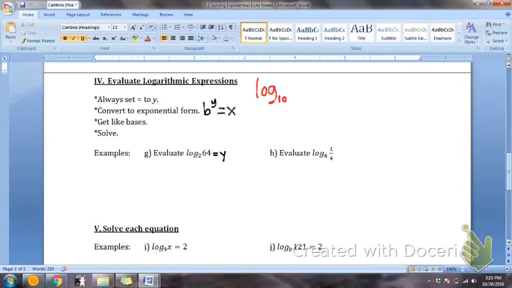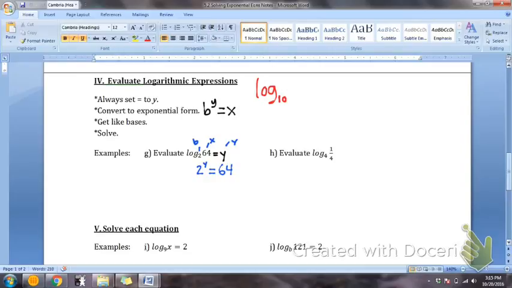So we're converting it from log form to exponential form. The 2 is my b, the 64 is my x, and this is my y out here. So this becomes 2 to the y power equals 64. Is that what you guys have? Yes. Now, we get like bases like we just did before, and we're going to solve it.